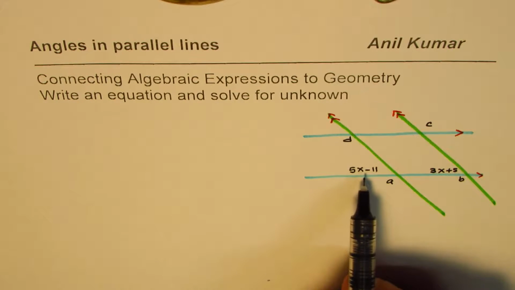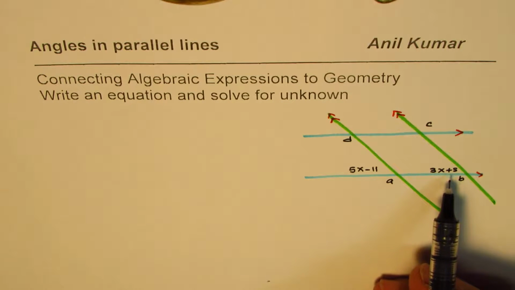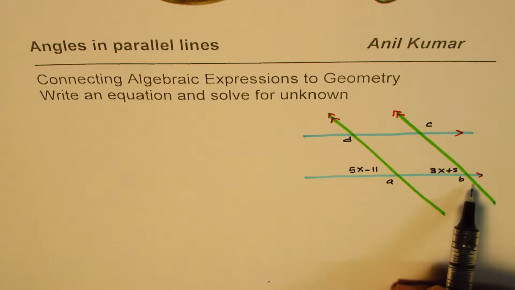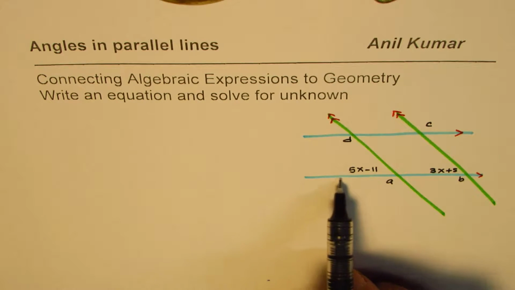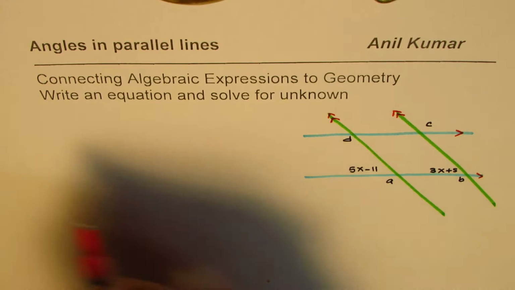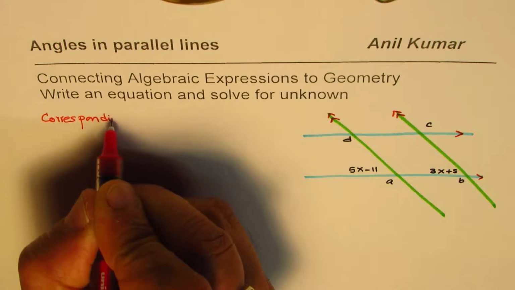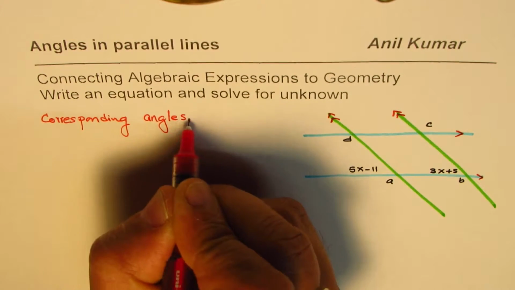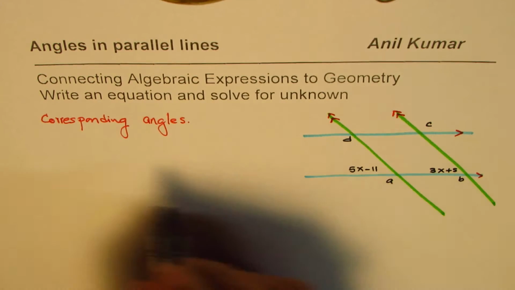So let's first see how 5x minus 11 and 3x plus 5 are related. Now if you see, we are working with these two parallel lines which are in green and the transverse line in blue. So they form corresponding angles. So let me write down corresponding angles. Corresponding angles are always equal, and therefore we'll equate them to find the value of x.